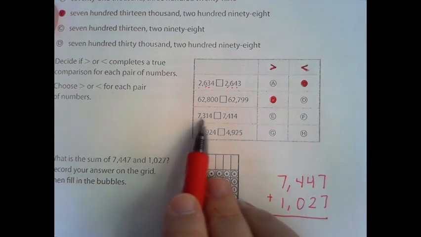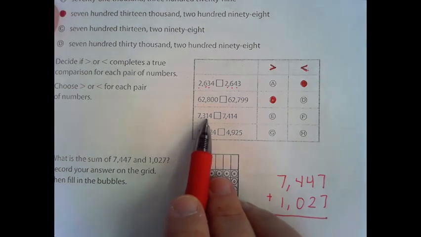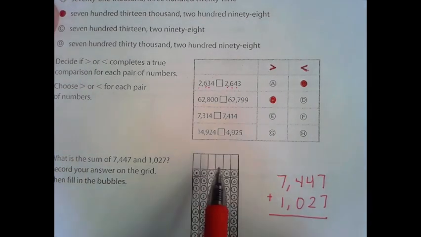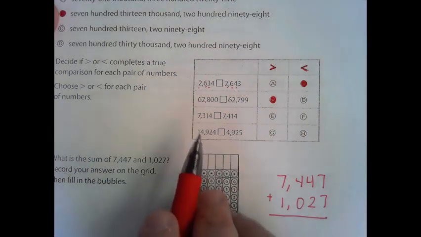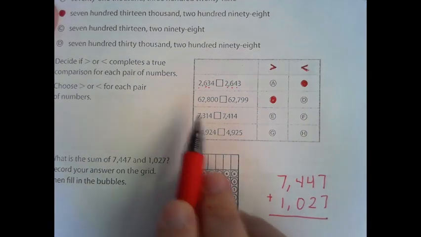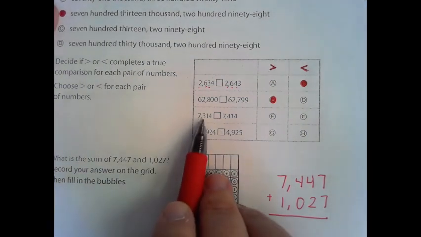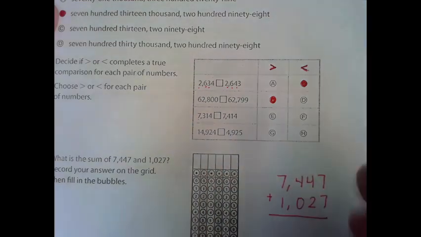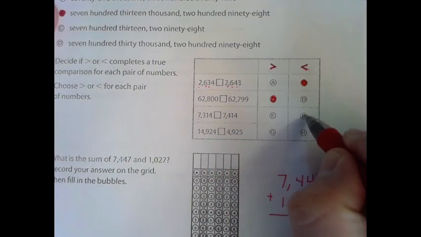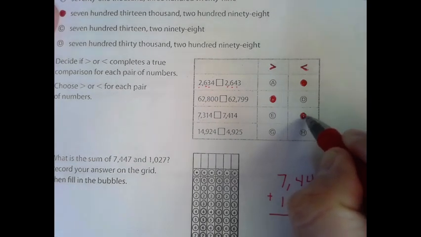All right, these are both 4-digit numbers, 7,314, 7,414. So then we've got to start comparing digits. We start with our largest, 7,000s, 7,000s, 300s, 400s. So that means it's less than. So we circle or color in the bubble here on the right.